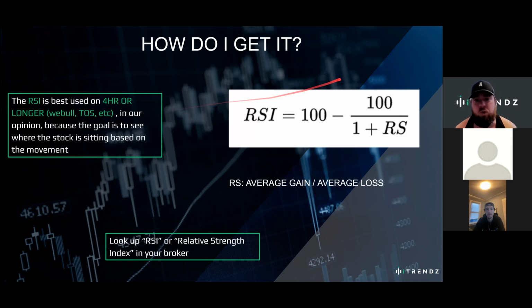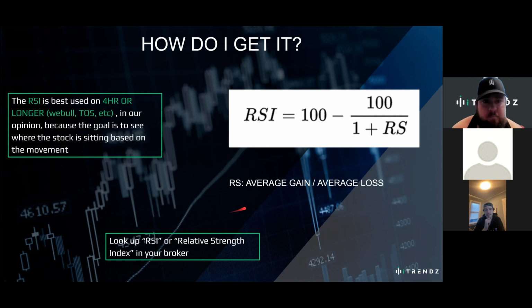As you can see on this right-hand side, we have the actual calculation for it, but thank God that the platforms give us it automatically, but this is how you would find it if you wanted to do it manually. You're going to take your RSI, you're going to do 100 minus 100 over 1 plus RS, and that's your average gain over your average loss.